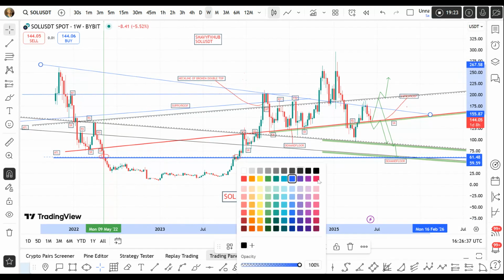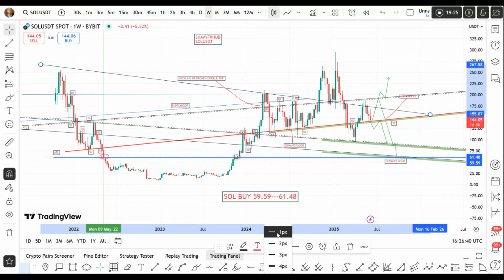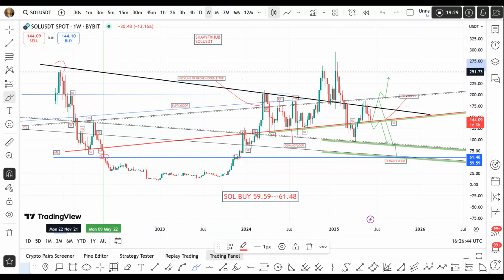So it has to be proven. That is the thing about market. Market has to prove itself. Here it caps here as a supply roof. It caps here as a supply roof. And after break of structure, what happened? It returned here as a demand floor.